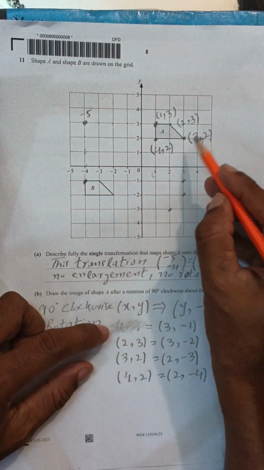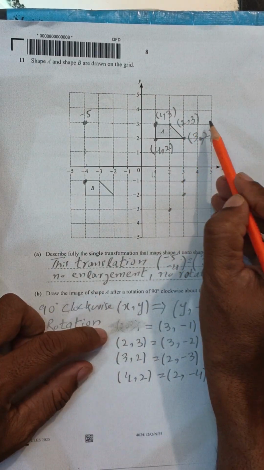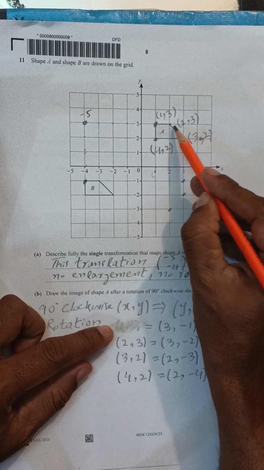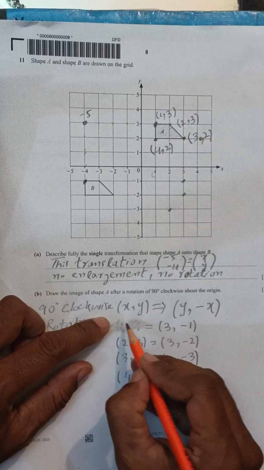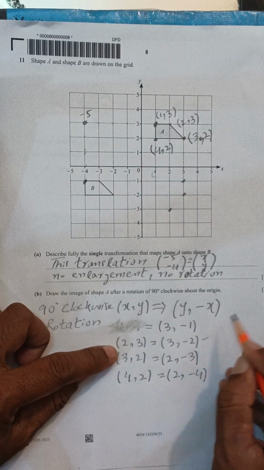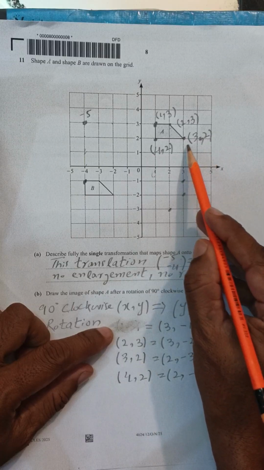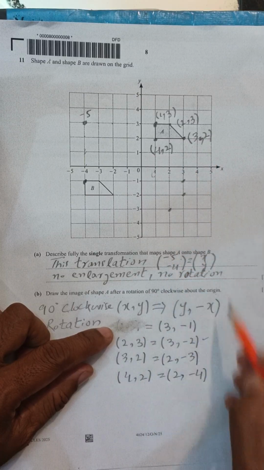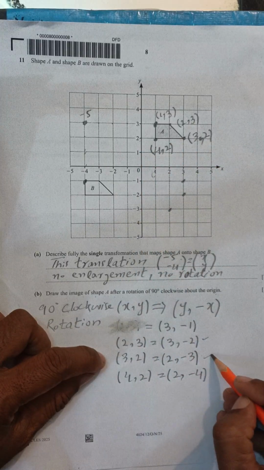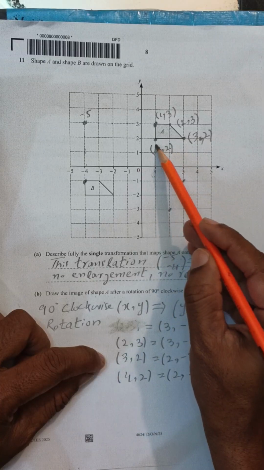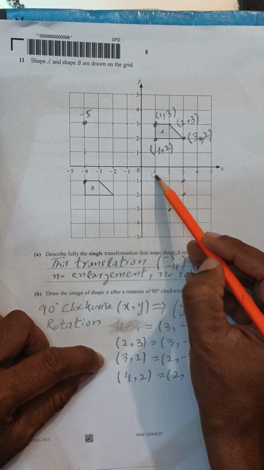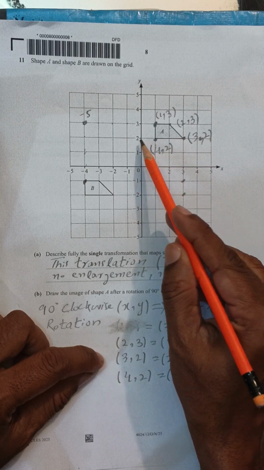Okay, look at this point is here. First of all, we started from here. What about this one? 2 and 3. So 2 and 3 is done. And 3 and 2. What about this one? 3 and 2. 3 and 2 is done. What about this one? This point is 1 and 2.